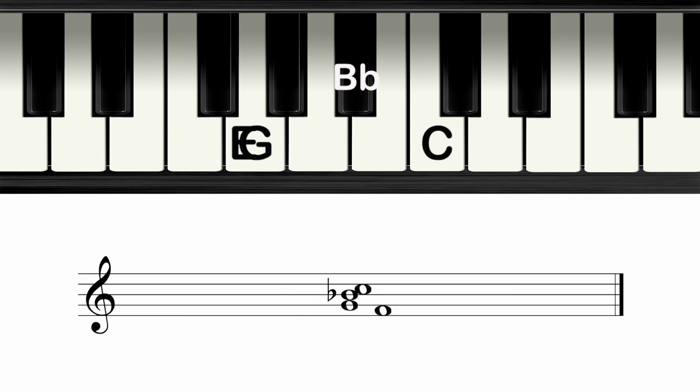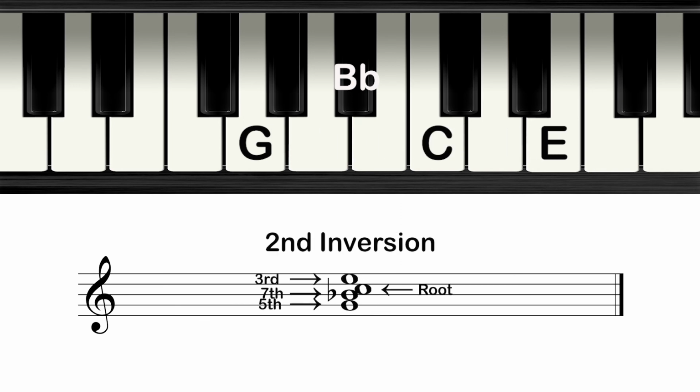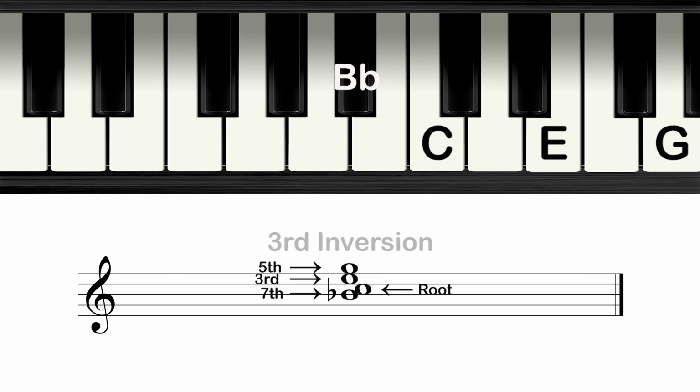To make this chord into a second inversion, move the 3rd up an octave, making the 5th of the chord the lowest note. The intervals above the bass are a 6th, a 4th, and a 3rd. The second inversion of a 7th chord is notated by just using the numbers 4 and 3. To make this chord into a third inversion, move the 5th up an octave, making the 7th of the chord the lowest note. The intervals above the bass are a 6th, a 4th, and a 2nd. The third inversion of a 7th chord is just notated by using the number 2.